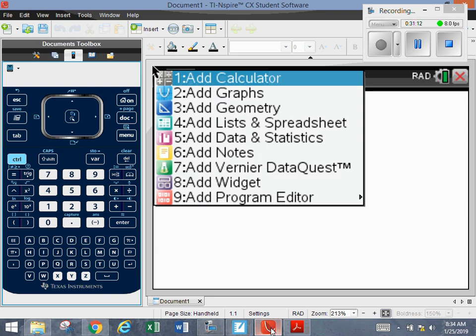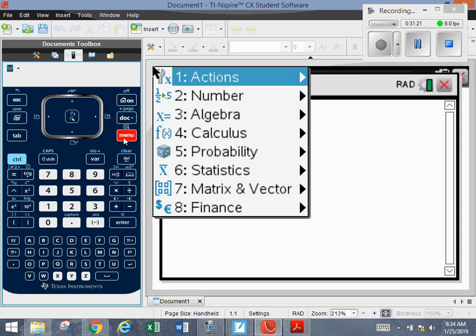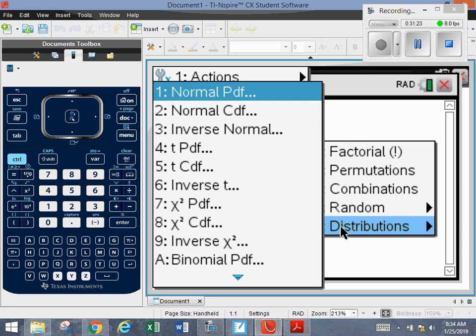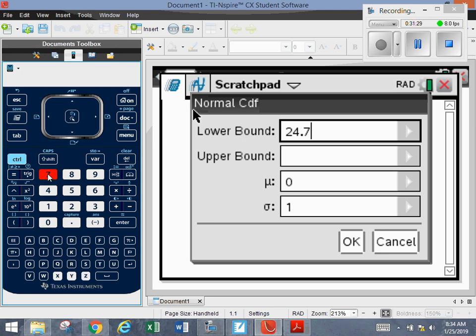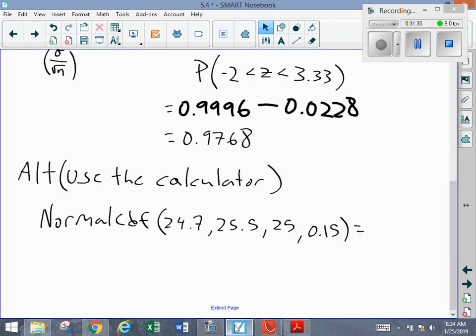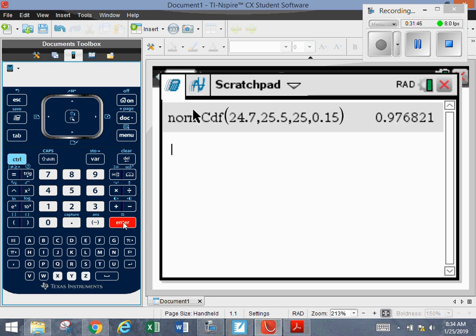Get out the handy-dandy calculator. I can do this from my scratch pad, so I can hit the calculator button over there. Okay, menu, same thing we've been doing the whole time. Probability, distributions, normal CDF. Our lower bound we said was 24.7. Upper bound is 25.5, right? Yes. Our mean is 25. Standard deviation, 0.15. Better get the same answer. Surely. Got the same answer.